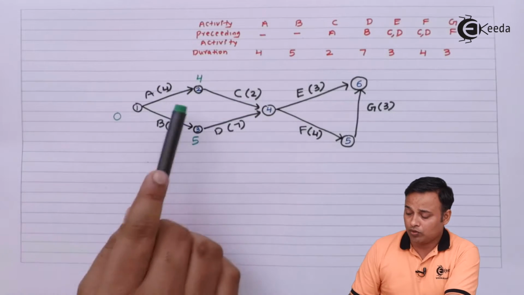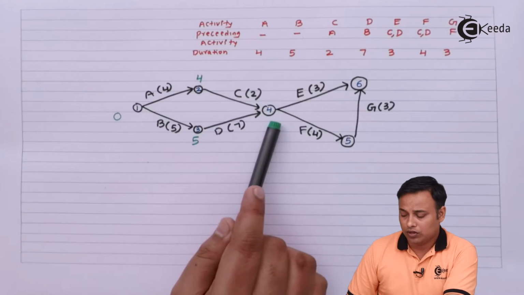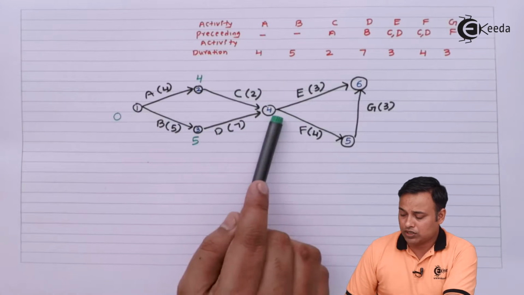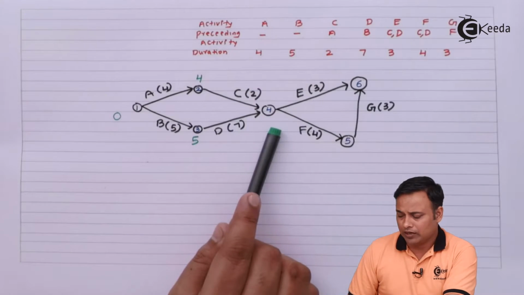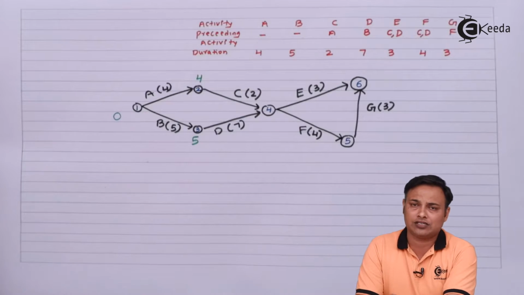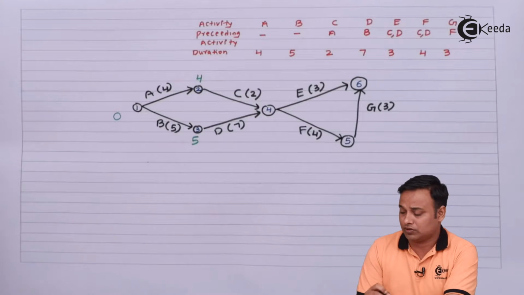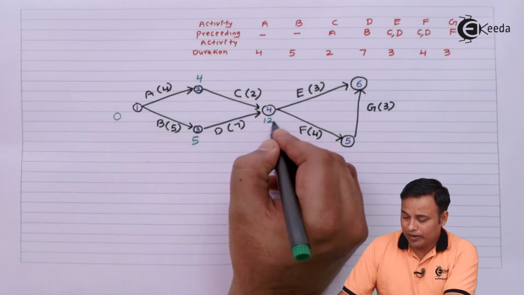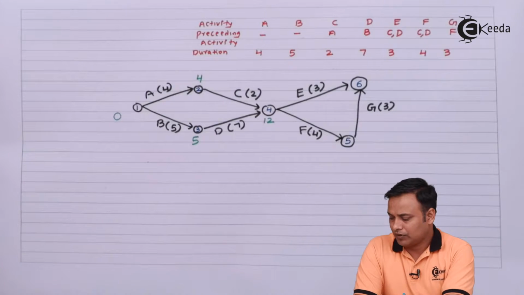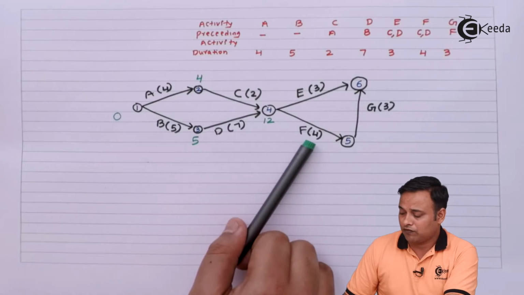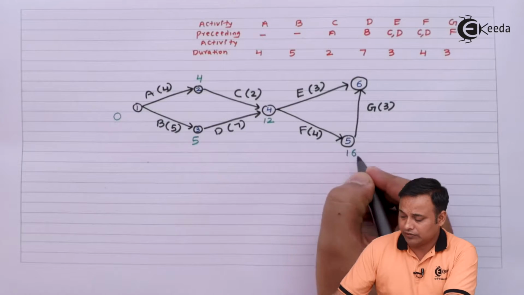Next I can go from 2 to 4 and 3 to 4. If I go from 2 to 4, then 4 plus 2 is 6. If I go from 3 to 4, then 5 plus 7 is 12. Whichever is more, whichever is higher, shall be recorded under forward calculations. So it will be 4 plus 2 is 6 or 5 plus 7 is 12. So 12 will be the higher. Next from 4 I go to 5, so 12 plus 4 will be 16.